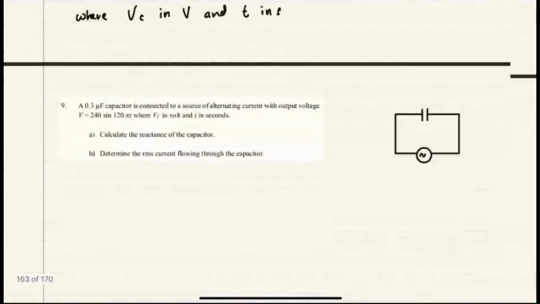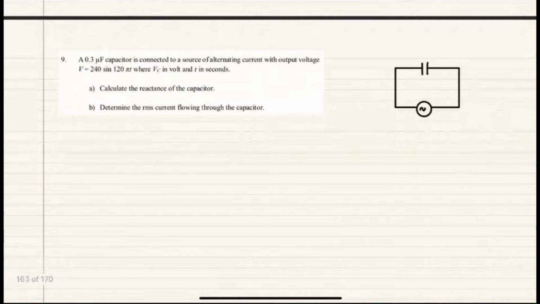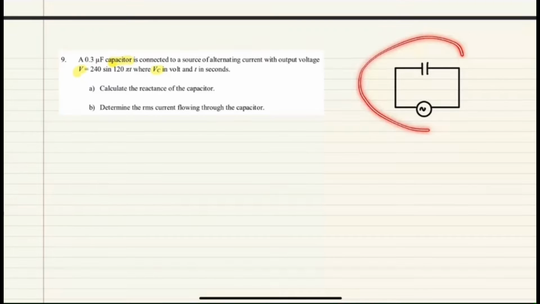Okay, moving on to the next one. Question number 9. It says a capacitor is connected to a source of alternating current with output voltage VC in volt and t in second. Here it says V but there it is VC. So this circuit actually has only one component, which is the capacitor. I have drawn it here. It says the capacitor is 0.3 microfarad.